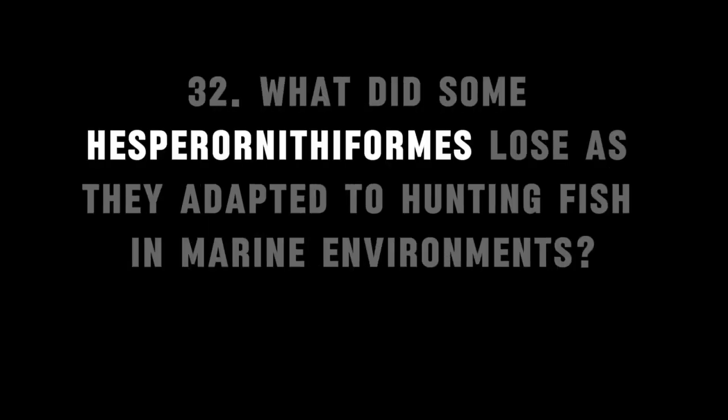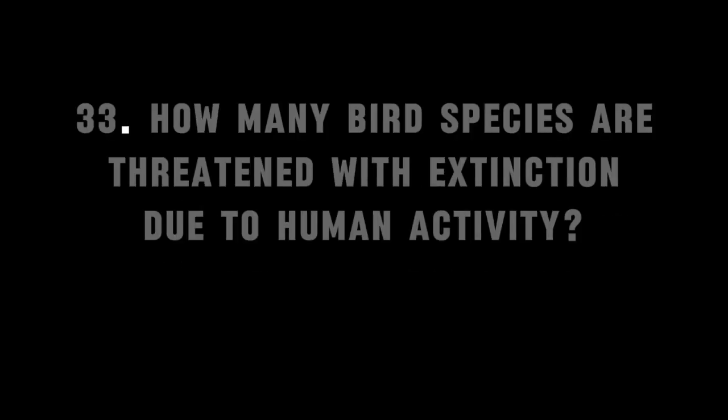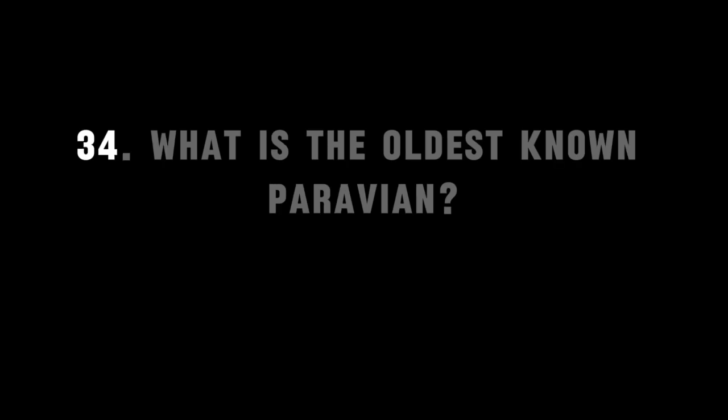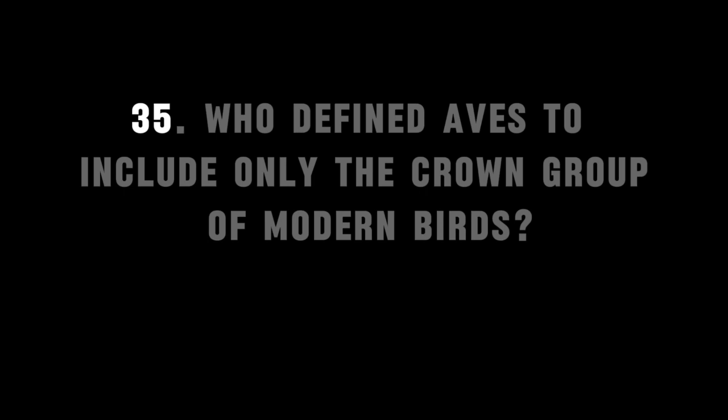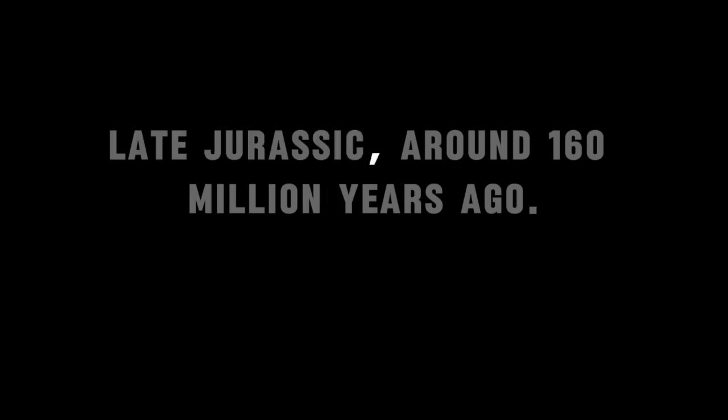32. What did some Hesperornithiforms lose as they adapted to hunting fish in marine environments? The ability to fly. 33. How many bird species are threatened with extinction due to human activity? About 1,200. 34. What is the oldest known avian? Anchiornis. 35. Who defined Aves to include only the crown group of modern birds? Jacques Gauthier. 36. What is the approximate age of the Tiaojishan Formation fossils? Late Jurassic, around 160 million years ago.